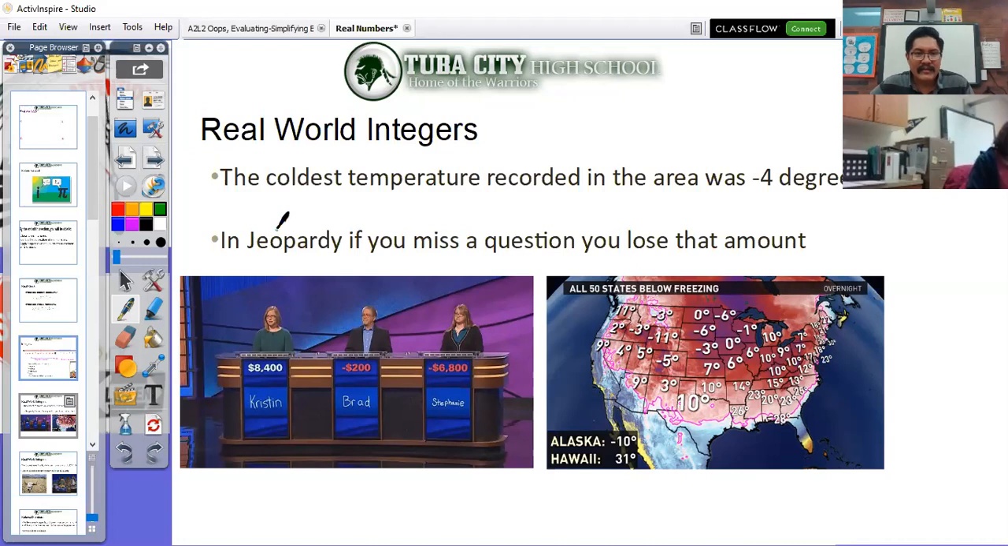So in Jeopardy, if you get a question right, you get the positive value of that question's money value. So you'd say a category for 400, you answer right, you get 400. But if you get it wrong, you lose $400. And as you can see in this picture here, I have some people that have a negative balance on their winnings. Now, I'm not really sure how that played into the game.